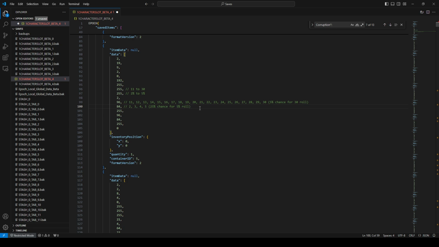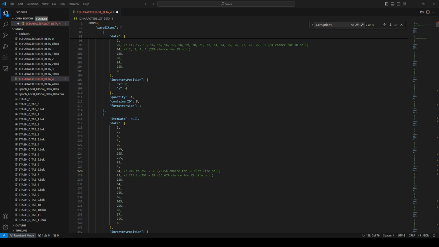What it actually ends up being is this. So 2.35% chance for a 30 flat life roll and 16.67% chance for a 5% life roll. If you multiply those together, you get 0.39% chance for a perfect idol. So that's a pretty big difference between what you would expect of 1.25 and what actually ends up happening of 0.39%. And that's why these idols specifically are so ridiculously rare. And it's actually even rarer than this, because you first need to get those affixes in the first place before it can even roll with the ranges. So if you were ever wondering why a perfect life stout idol is so rare, there you go.